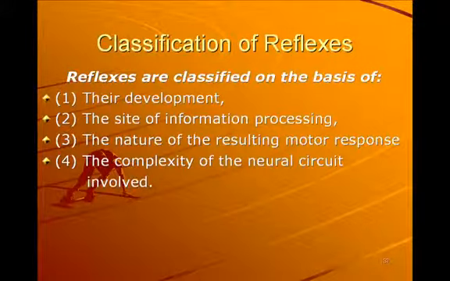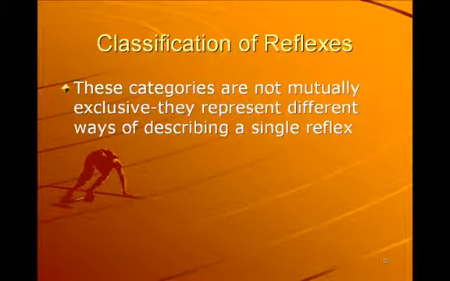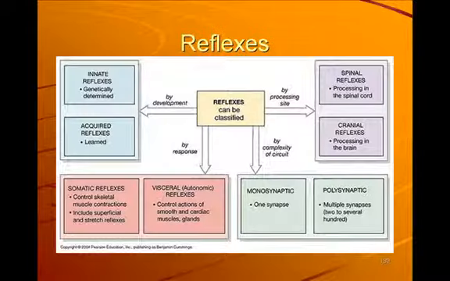Reflexes are classified based upon their development, the site of information processing, the nature of the resulting motor response, and the complexity of the neural circuit. These categories are not mutually exclusive. They represent different ways of describing a single reflex. There are innate reflexes that are genetically determined. There are acquired reflexes that are basically learned. There are somatic reflexes that involve skeletal muscle contraction, and visceral reflexes that involve smooth muscle. These are autonomic responses. We don't have conscious control over that.